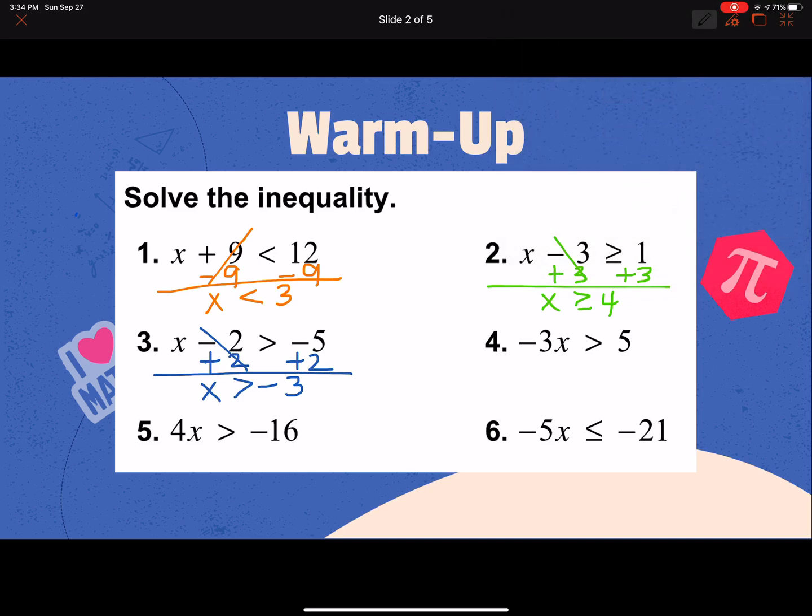Number 4, negative 3 multiplied by x, or negative 3x, is greater than 5. There is multiplication going on between negative 3 and x, so we're going to divide. We're also dividing by a negative, so we may want to remind ourselves to reverse the inequality symbol. So we bring down our x, reverse that inequality symbol, and 5 divided by negative 3, we can leave that as negative 5/3.